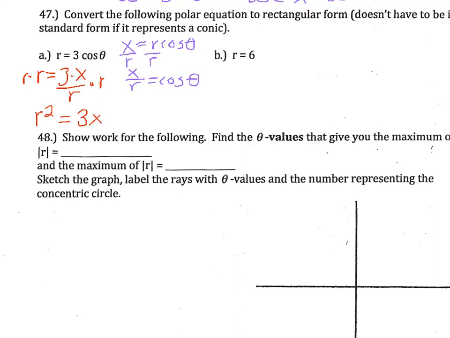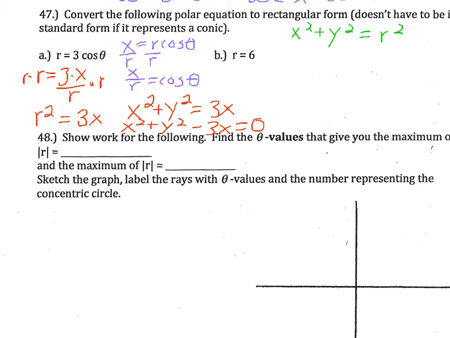If you remember from our polar equations, r squared equals x squared plus y squared. So we have x squared plus y squared equals 3x. If you want to, we can set the equation equal to 0. So our final answer is x squared plus y squared minus 3x equals 0. But you can see it in two ways.